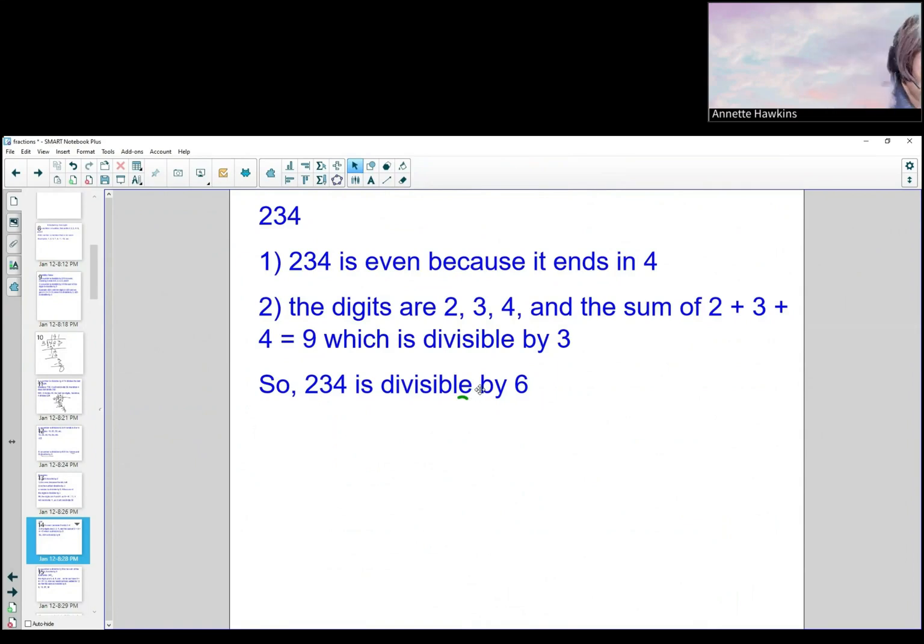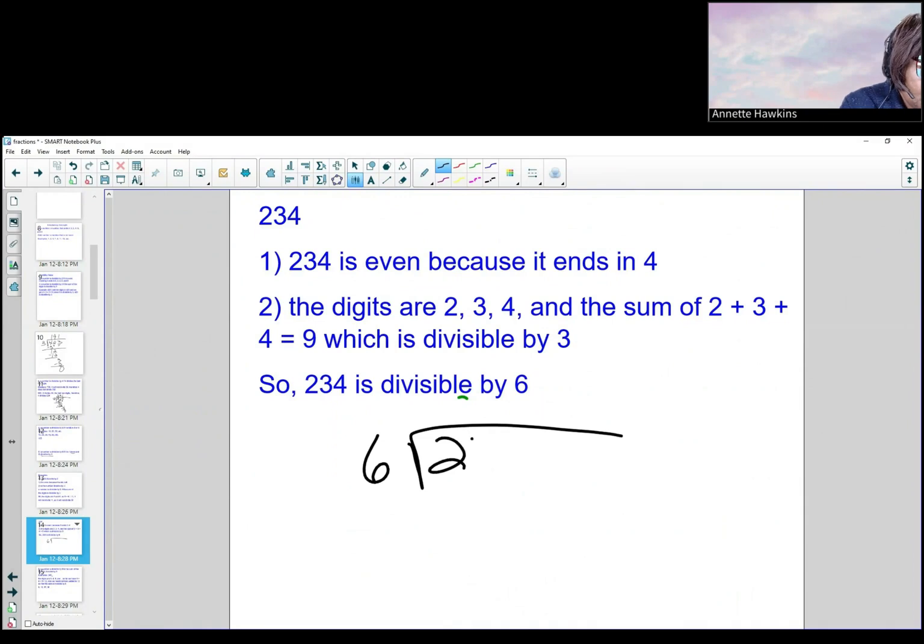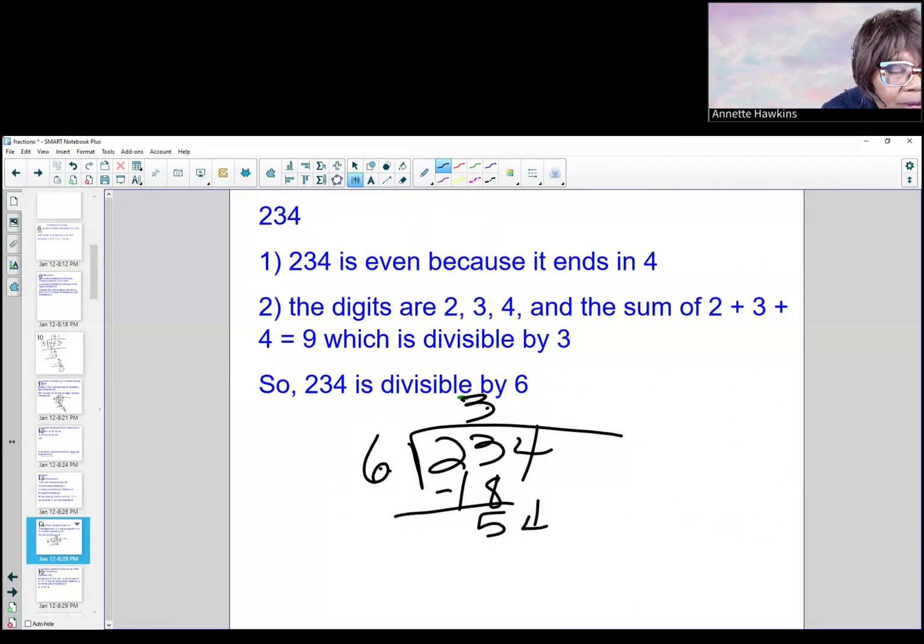Let's test it. All right, 6 will divide 23 3 times. 3 times 6 is 18. Subtract, 5, bring down the 4. 6 will divide 54 9 times. 9 times 6 is 54. So 234 is divisible by 6.